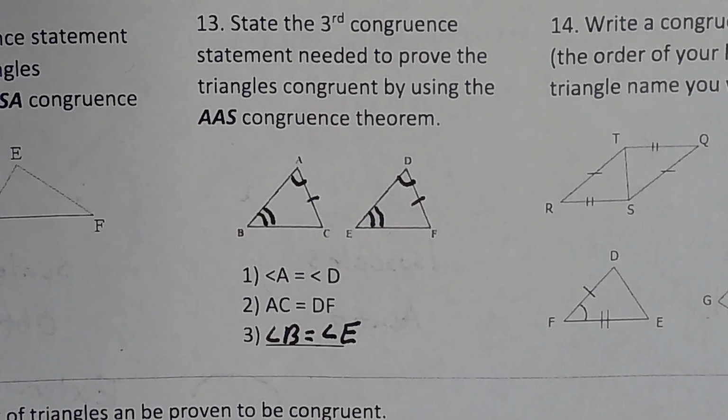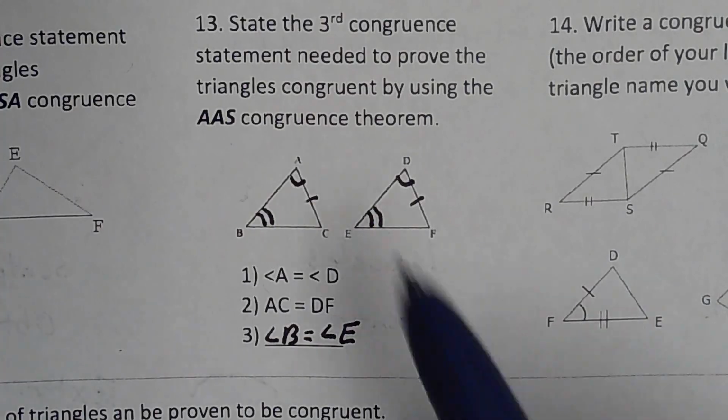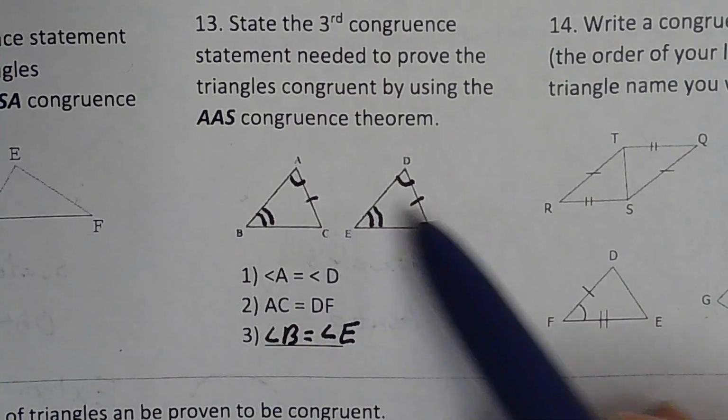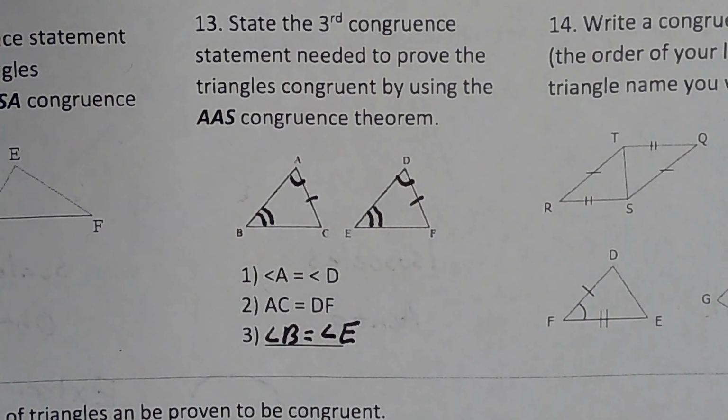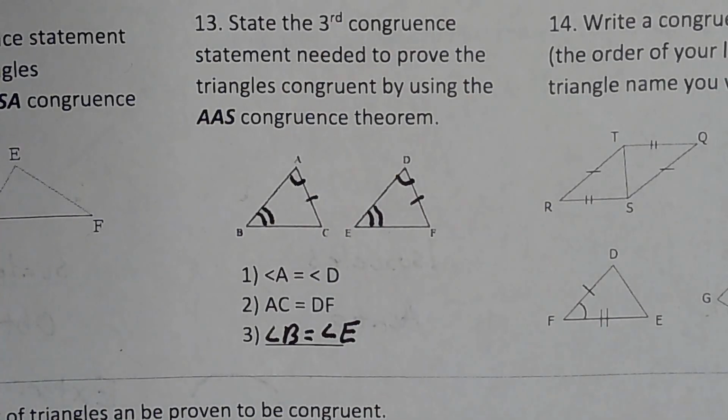Why do they have double arcs? Because they're different angles. So if I wanted to say this one is congruent, you would put triple arcs. Because if you only put one arc, then you're telling me A and B are congruent, but we don't know that for sure. So you have to put a different amount of arcs. Good question. Any other questions on number 13?